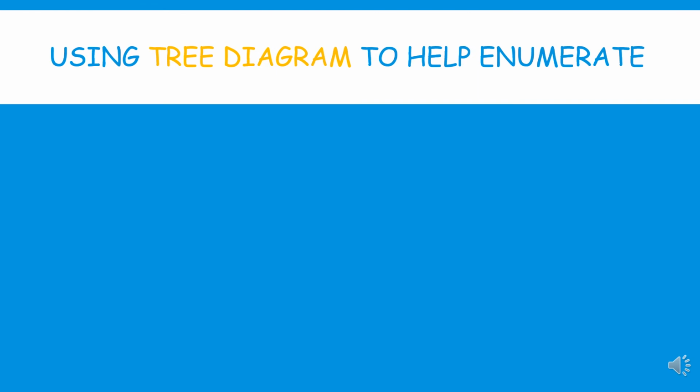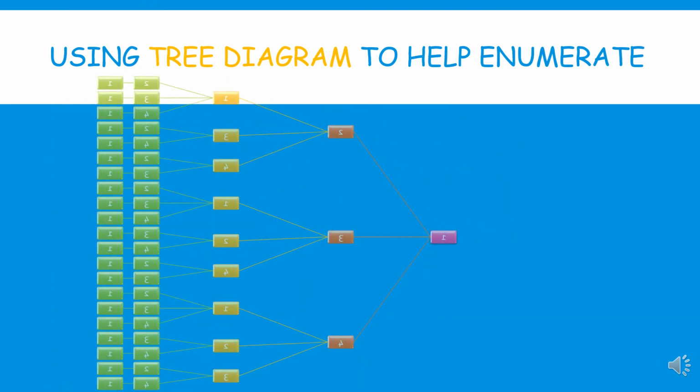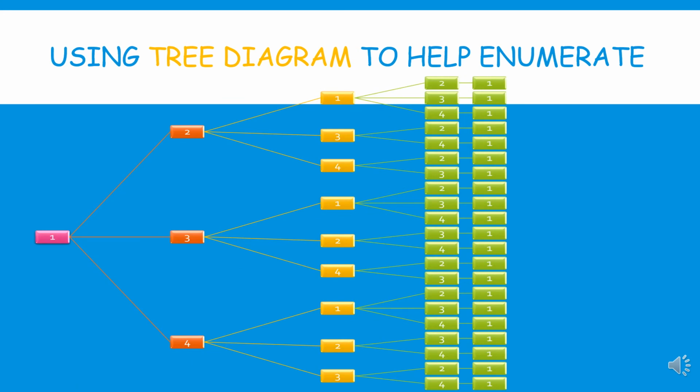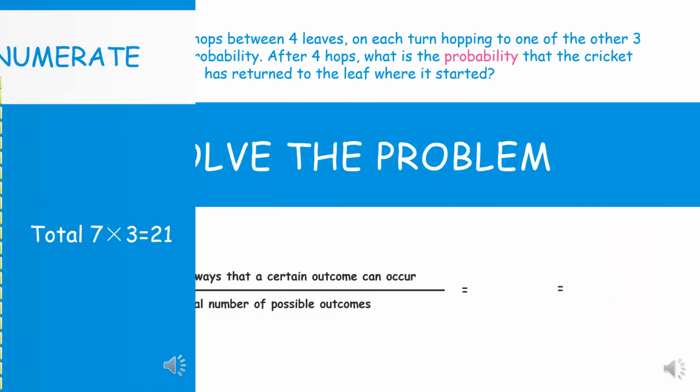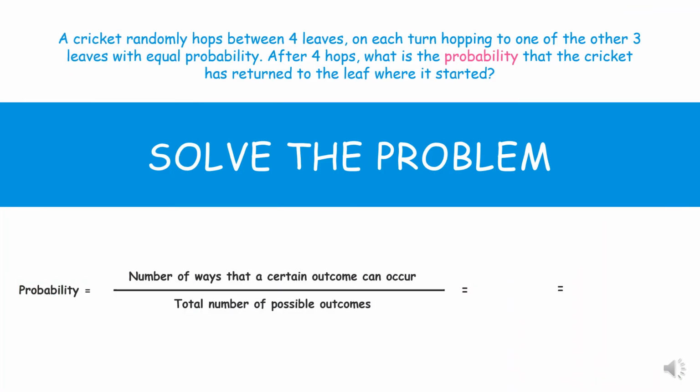Wow! This is a long and boring way, however. You can use another tool, tree diagram, to facilitate the enumeration in a more organized and tidy way. Let's put this in the formula. We get 21 over 81, which can be simplified to 7 over 27. This means the answer is E.